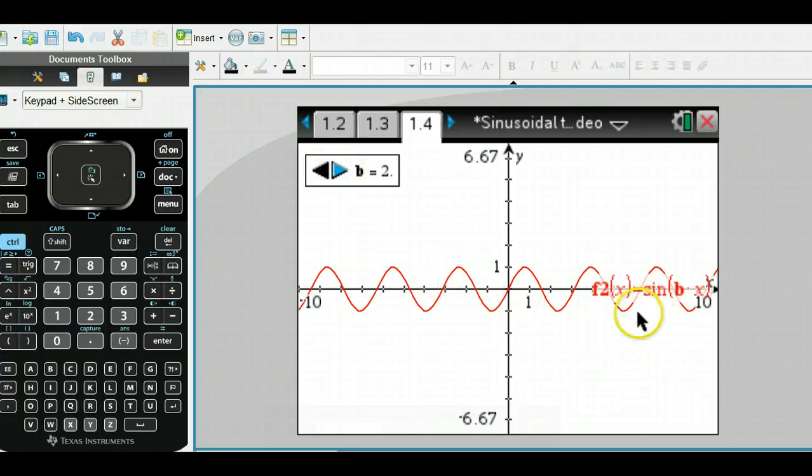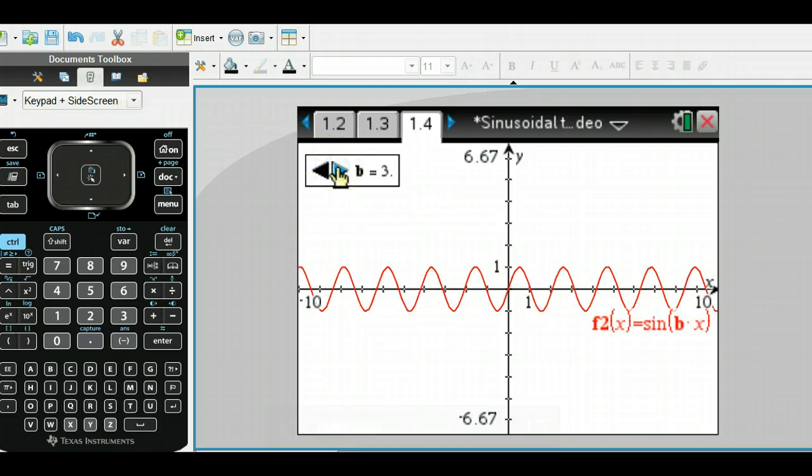how many waves did I have between 0 and 2 pi now? Here's 2 pi right where my pointer is. Now I have 2 waves. Oh, b is equal to 2. How many waves am I going to have between 0 and 2 pi now? I hope that you can see that there's 3 waves.